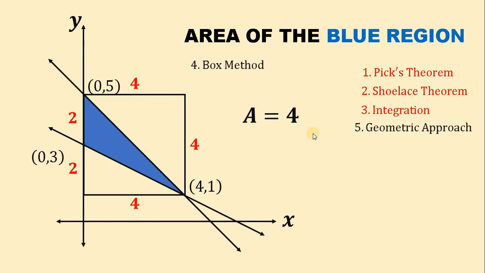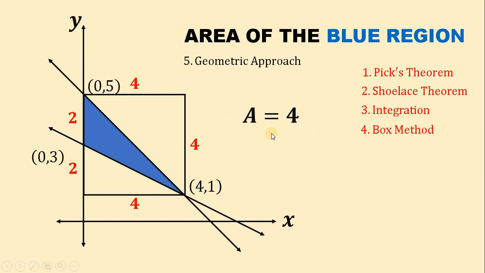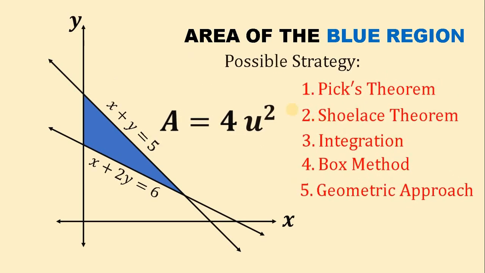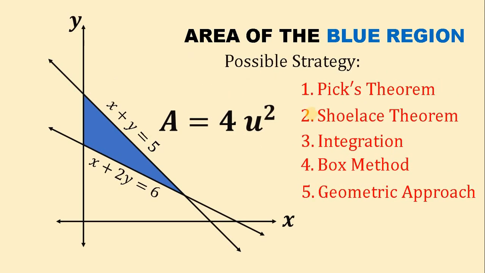Now let's do the fifth method, which is the geometric approach. In this approach, we will use the formula to find the area of this triangle, of course, 1/2 times base times height. Now, using this figure, we can easily see that the base of this triangle must be 2 and the height of this triangle must be equal to 4. So, we can replace the base with 2 and the height with 4. And now the area of this triangle must be equal to 1/2 times 2 times 4, or simply equal to, of course, 4 square units. Therefore, the answer to our question must be equal to 4 square units.